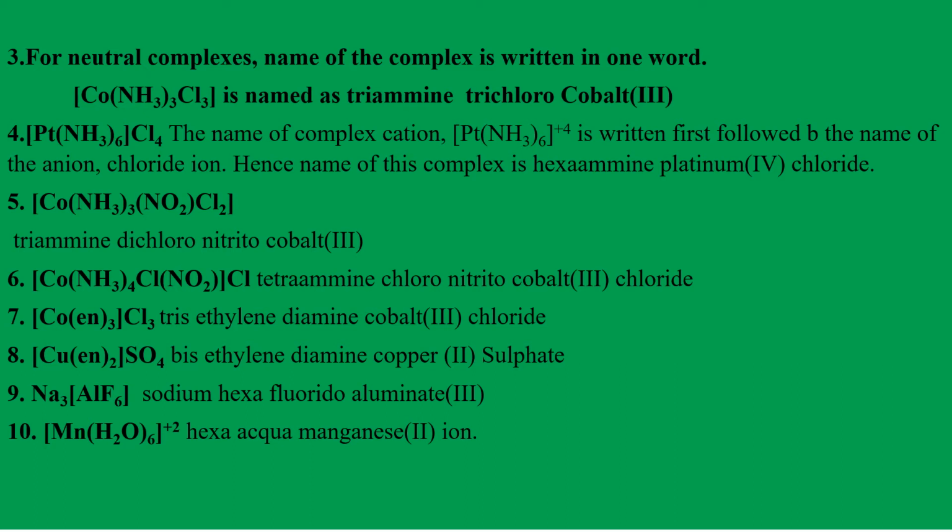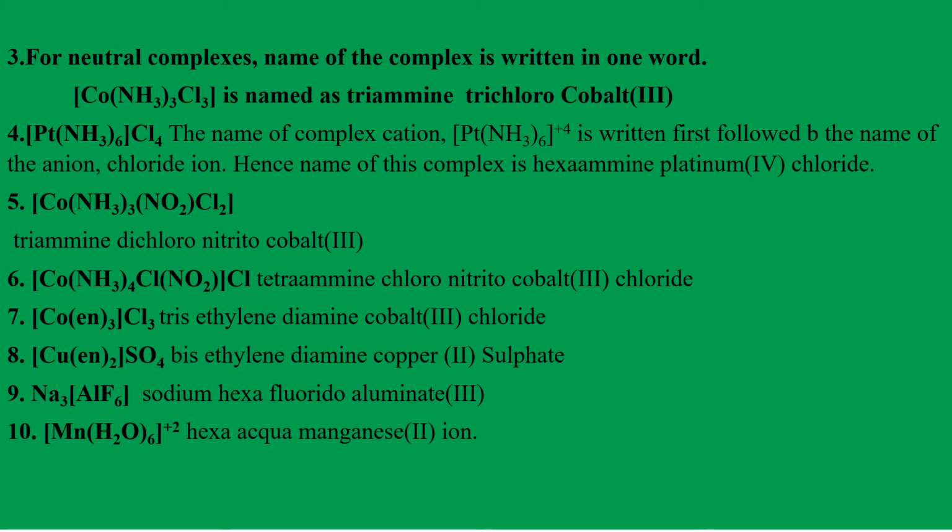So it should be named first. How do we name this complex cation, students? 6 ligands are there. What's the ligand? NH3. What is it called? Amine. So, hexaamine platinum 4 chloride. Don't forget to write the name chloride because there is Cl4 outside. Chloride ion, this is the anion. Fine, students. Hexaamine platinum 4 chloride. So 4 is the oxidation state of platinum.